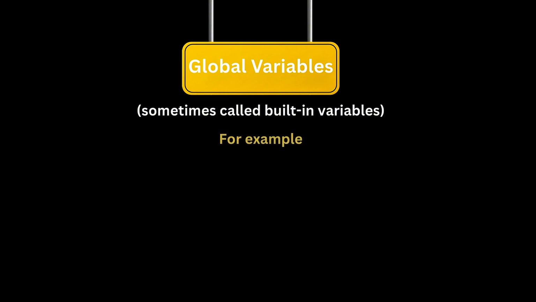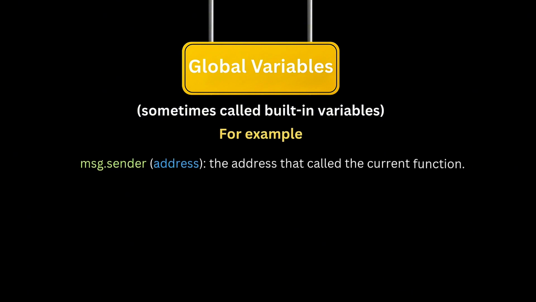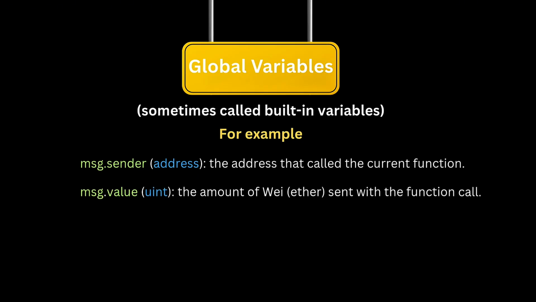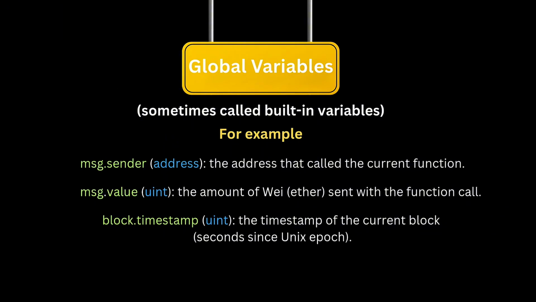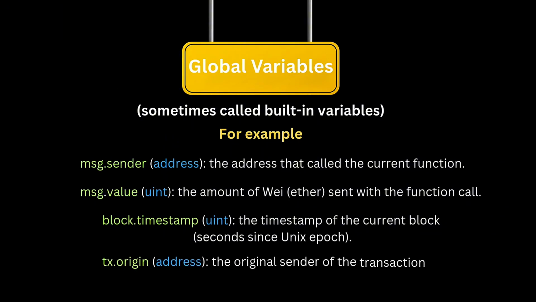Global variables. Global variables, sometimes called built-in variables, are special variables provided by Solidity that give information about the blockchain or the current transaction. They are available in any function or contract without explicit declaration. For example, msg.sender: the address that called the current function. msg.value: the amount of wei, ether, sent with the function call. block.timestamp: the timestamp of the current block, seconds since Unix epoch. tx.origin: the original sender of the transaction, use with caution. These variables let you access transaction and block data.